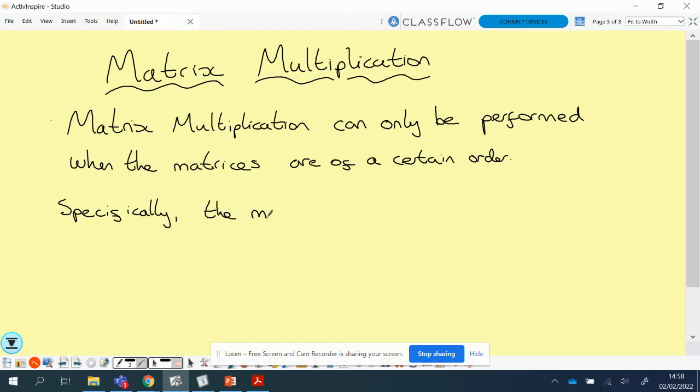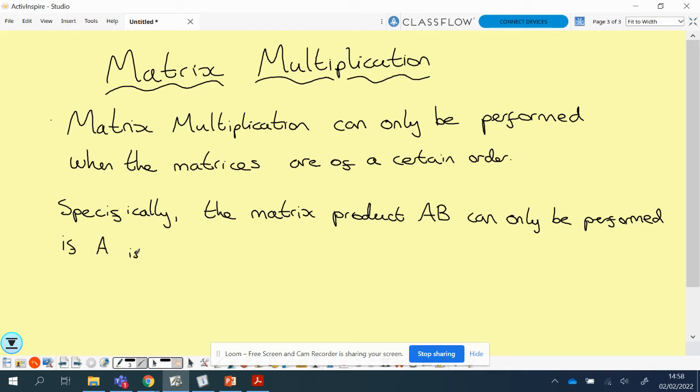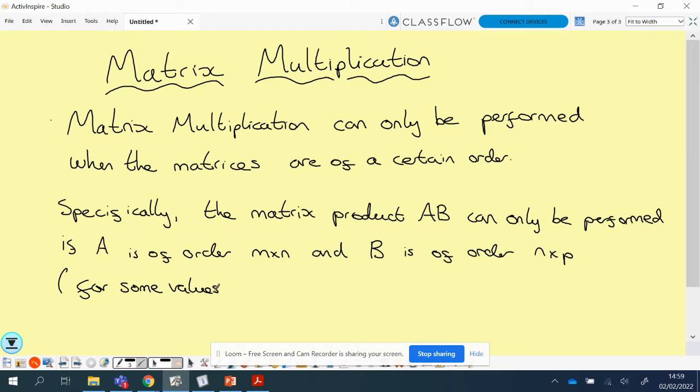the matrix product AB, with A and B being two matrices, can only be performed if A is of order m times n, so m rows, n columns, and B is of order n times p, for some values m, n, and p.